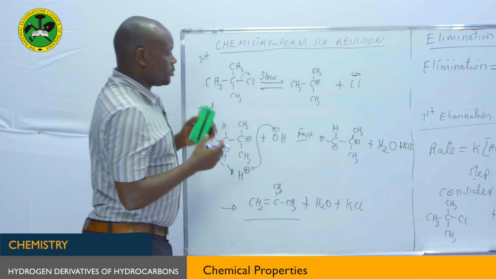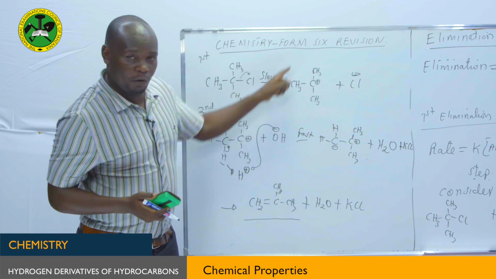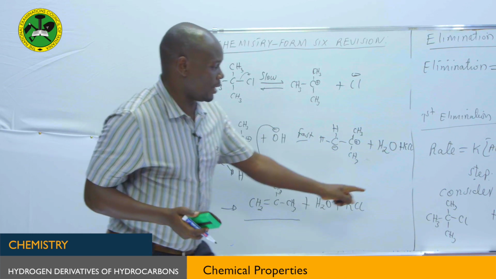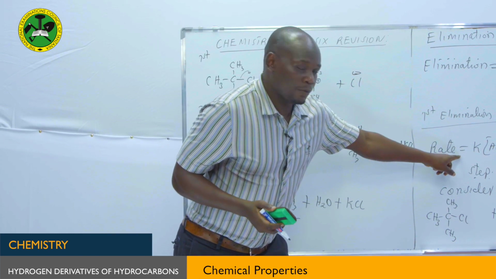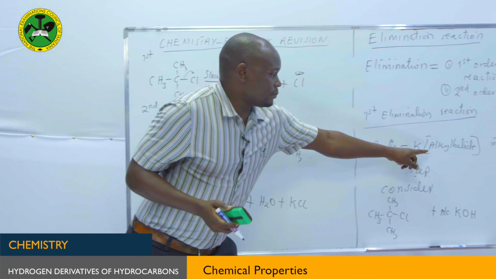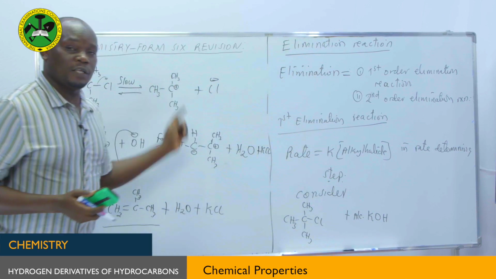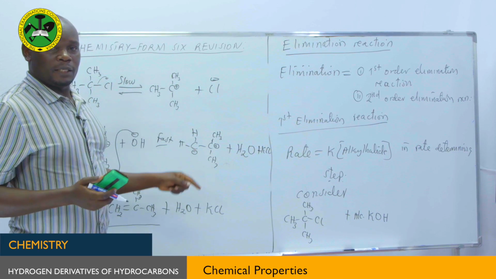And we see that the slowest state involves only one reactant, which is the alkyl halide. That's why we have written here that the rate of chemical reaction is directly proportional to the concentration of only one reactant. That is the first order elimination reaction.